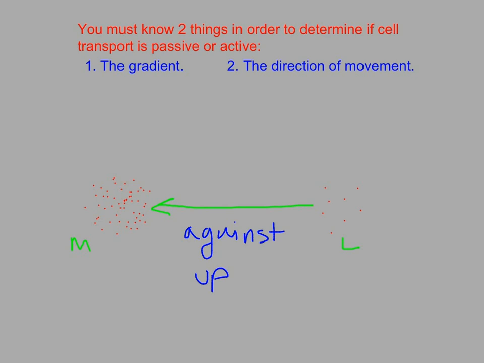So anything going up or against the gradient is very simple, and you should always know that this is going to be active transport. Because in order to go against the grain or against the gradient, it's going to need to require energy, and that energy is going to be ATP in the cell.